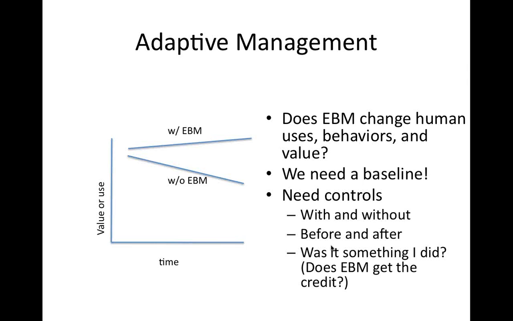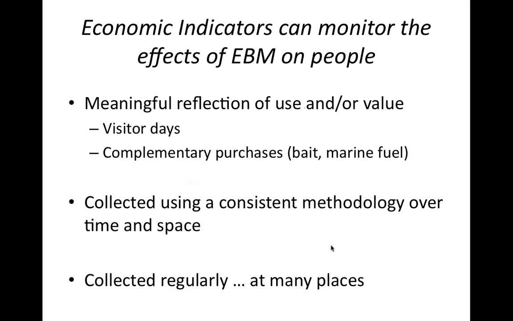Now, one way of thinking about getting these baseline data, and data with and without, is to come up with ways of collecting data that are easier than doing economic valuations. And so these are called economic indicators. Economic indicators are measures that we can make that have some direct relationship to value, whether it's the number of visitor days that are taken, the number of visitors.